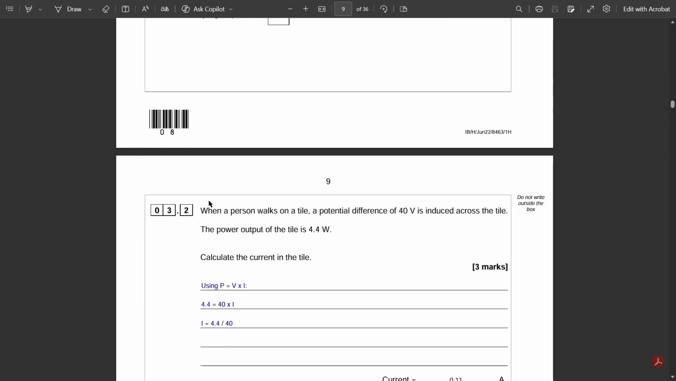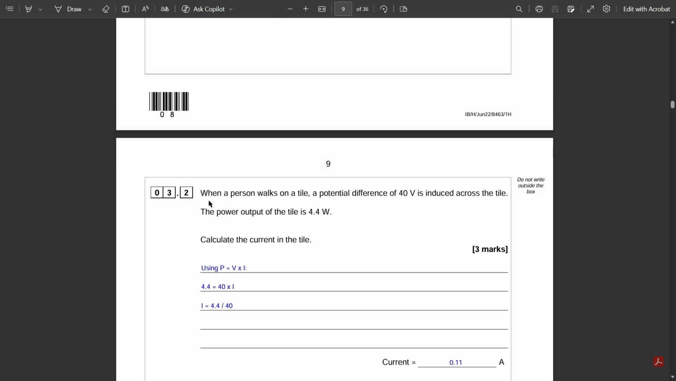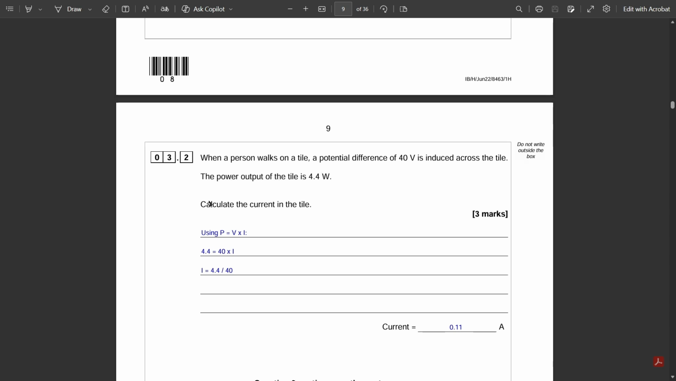When a person walks on a tile, a potential difference of 40 volts is induced across the tile. The power output of the tile is 4.4 watts. Calculate the current in the tile. Well, we simply use the formula from the formula book. 4.4 equals 40 times I. I equals 4.4 divided by 40. Simply put that into your calculator, and you get an answer of 0.11 amps.